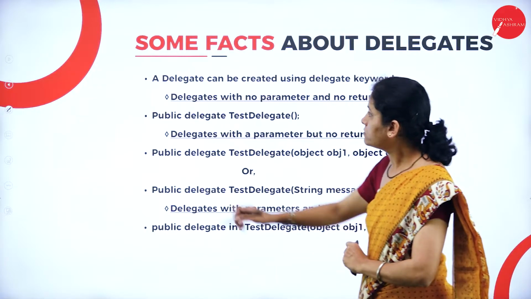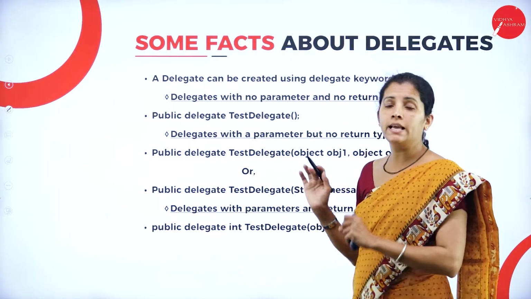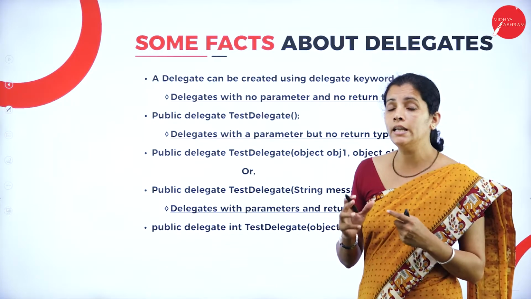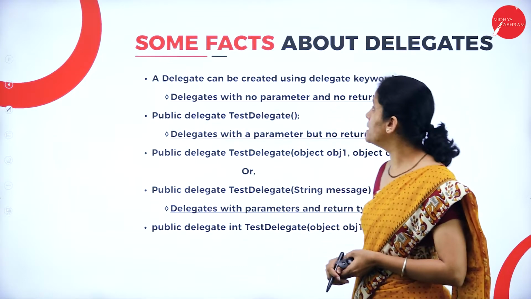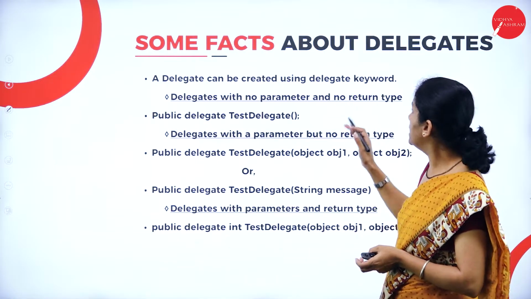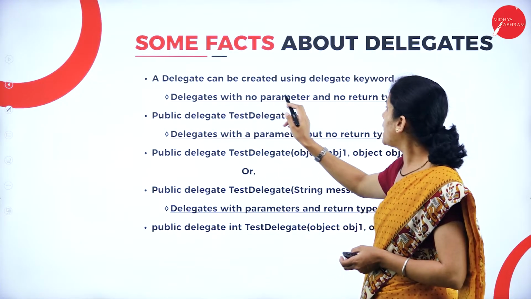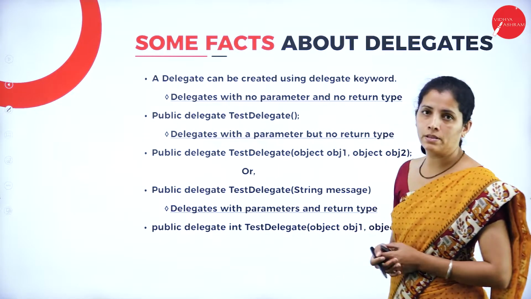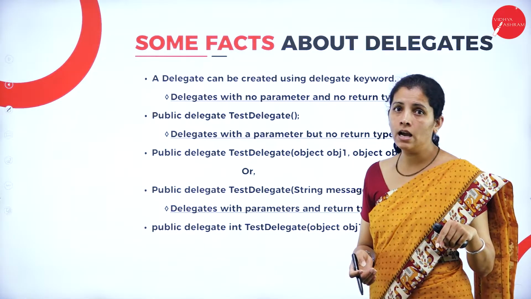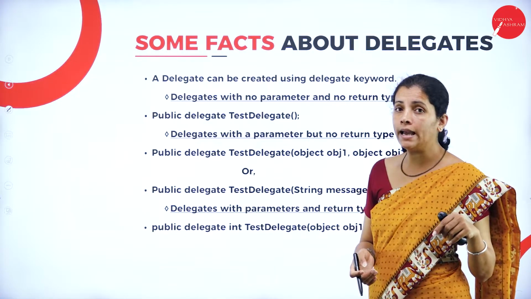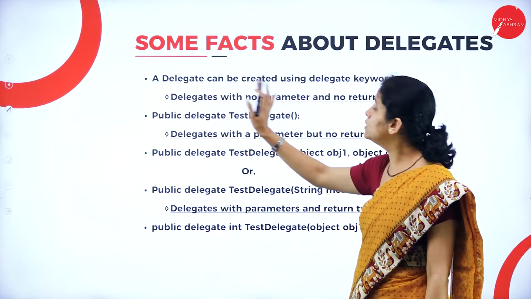Now, there are three types of delegates. That means I am able to create the delegate in three different ways. One is a delegate created using the delegate keyword, a delegate with no parameter and no return type. To create my delegate, I require the delegate keyword. And what type of delegate can I create? The first one is a delegate with no parameter.